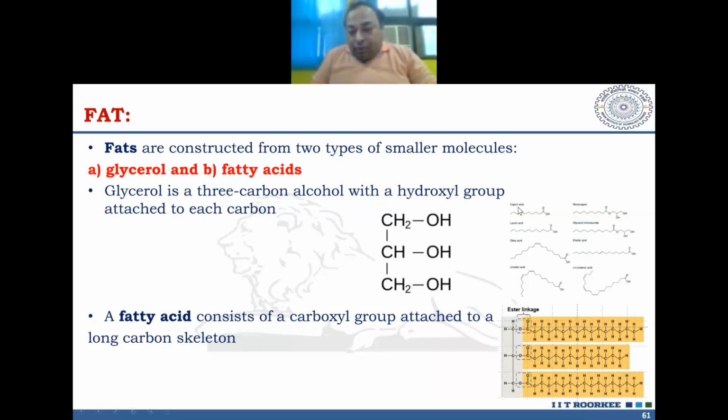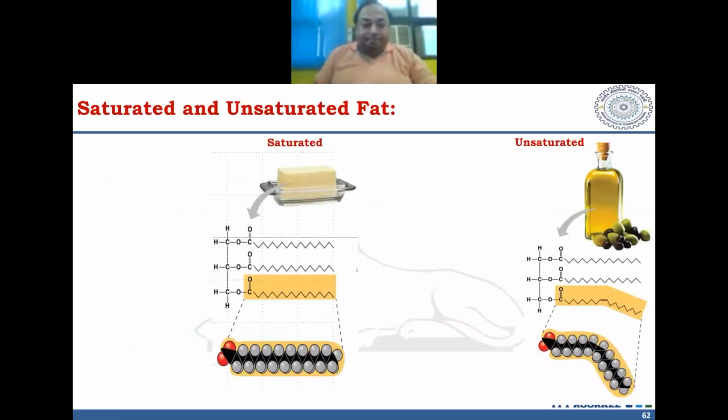Now when the three alcohol hydroxyl groups of glycerol are replaced by three fatty acid chains to form an ester linkage, to form esters, they are together called fat or lipid. There are two types of fats. One is saturated fat and another is unsaturated fat.